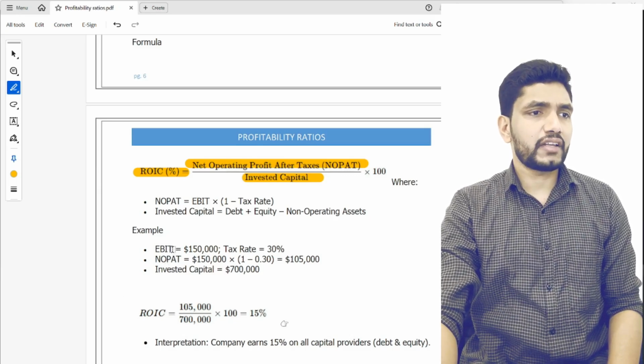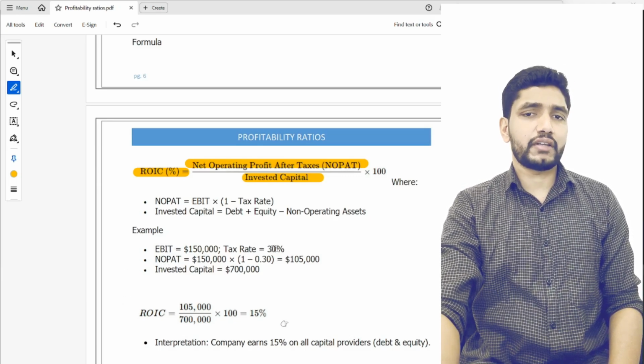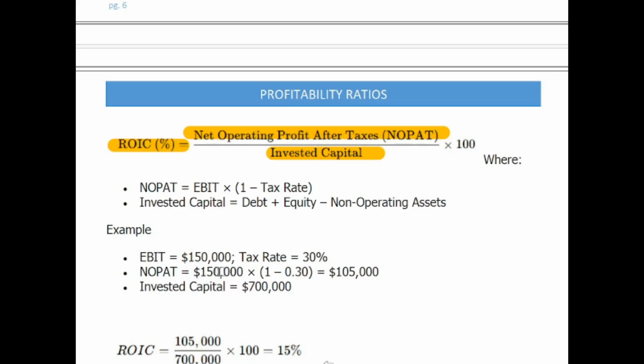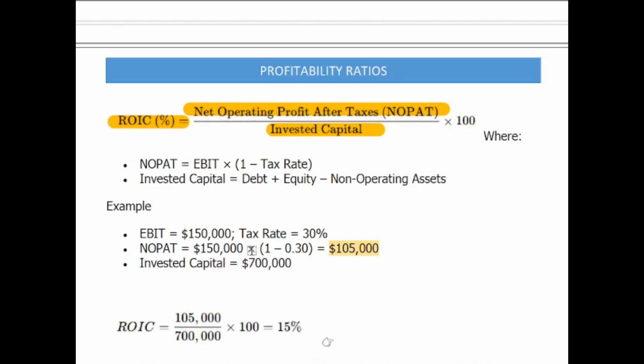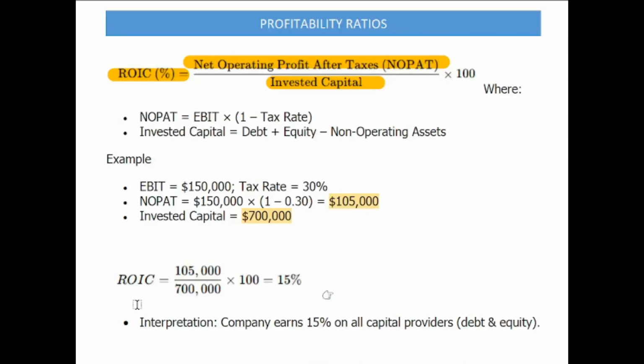In this case, EBIT is 150,000 and the tax rate is 30%. To calculate the net operating profit after tax, you have to deduct the tax from the operating profit. So the net operating profit after tax is 105,000. Just assume invested capital is 700,000. So the return on capital invested is net operating profit after tax divided by invested capital, 105,000 divided by 700,000. That means 15%.